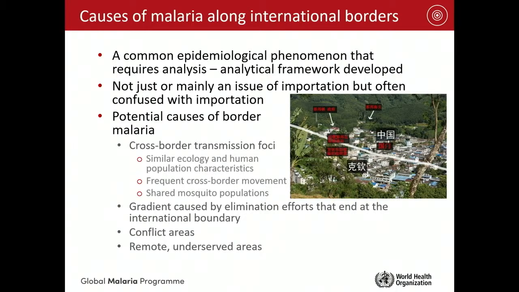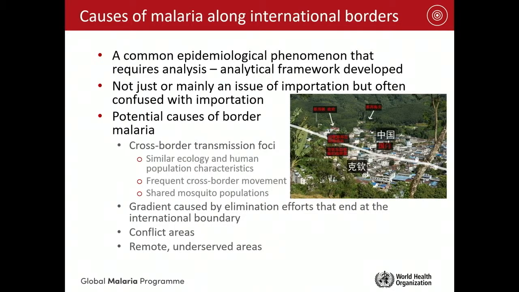There's no way that efforts on one side are going to have any impact on the transmission in the entire focus. We also know that there's usually a gradient of elimination efforts up to the border that ends, and that frequently the other side, the higher burden country, may not see their border as a problem because it's usually their lowest area, so they don't put their resources there.